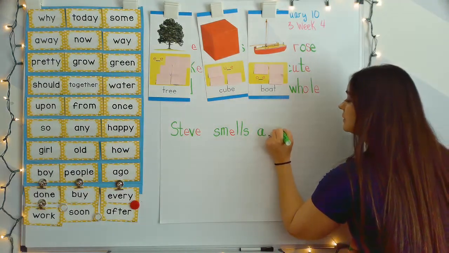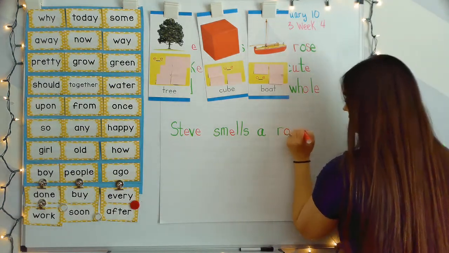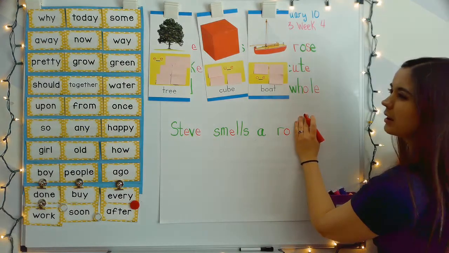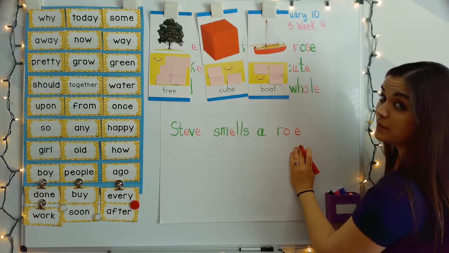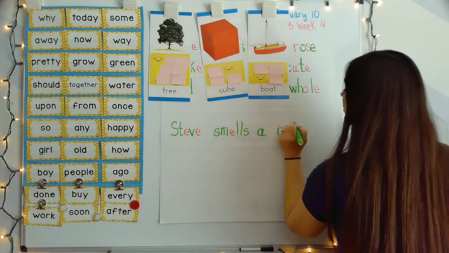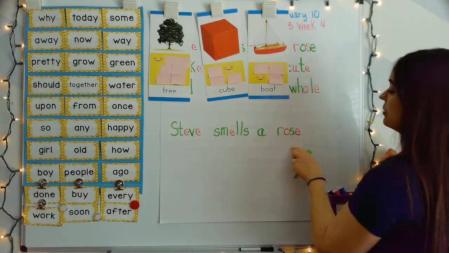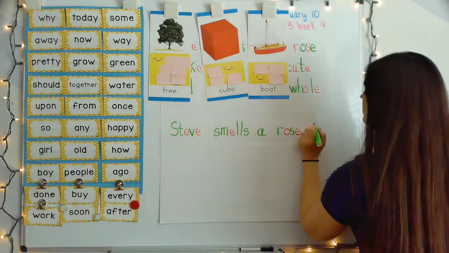A. R says... O, aw. Oh no, wait, later in the word there's an E, so now it's flipped and says O. O. S says S, O's, rose. Steve smells a rose.